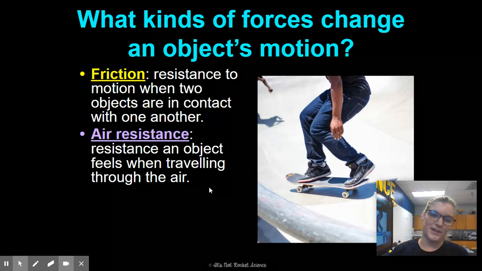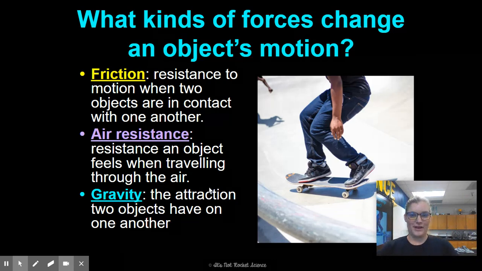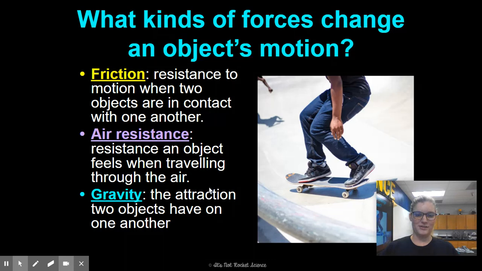And then air resistance. This is one that you don't think of all the time, but is always affecting us because we're literally surrounded by air. And that is a resistance an object feels when you're traveling through air. So like when you're running into a breeze and you feel it pushing back on your face, that's air resistance. Then we also have gravity, another one that is always on us, but we kind of take it for granted and don't think about it.